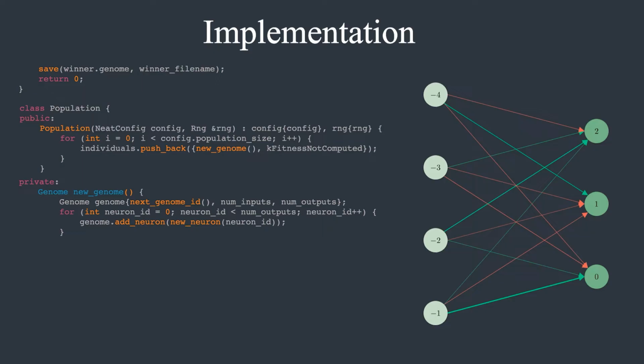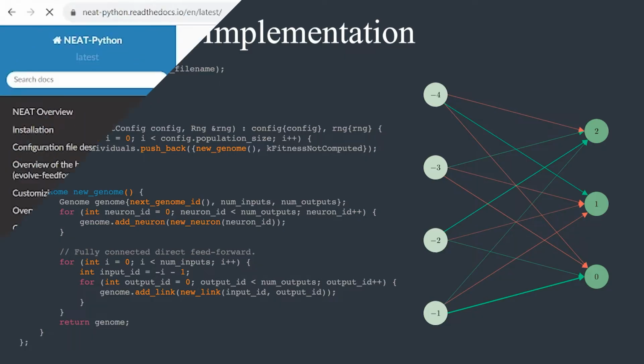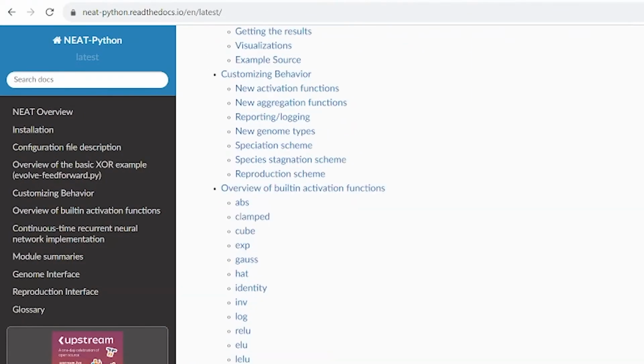The genome also has to store the links. There are a couple of strategies regarding the initial links, but I decided to generate a fully connected feed-forward genome, which means that there is a link with a random weight for each input-output pair. We will use negative numbers to represent input neurons as a convention. I've seen this implementation detail in the Python NEAT library, which makes it easy to debug the network later.